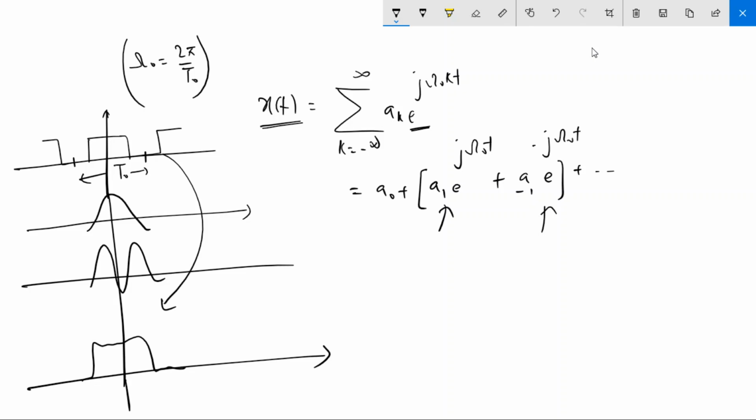Okay, now what is the significance of this coefficient ak here? Suppose this is my waveform and I take one more signal like this.